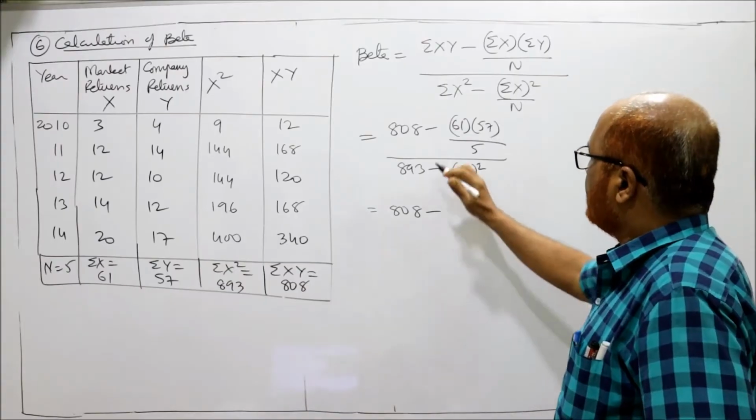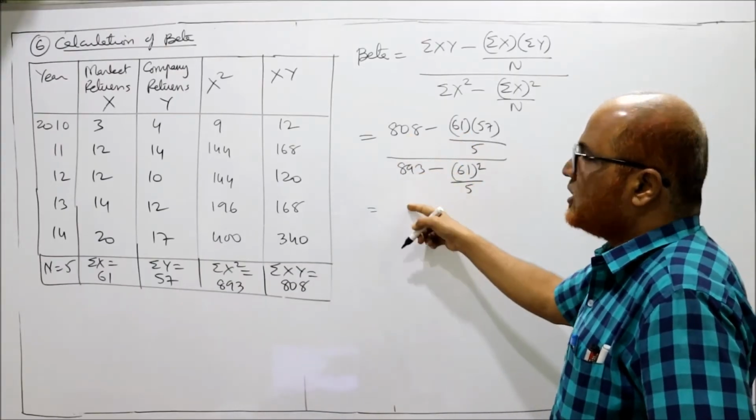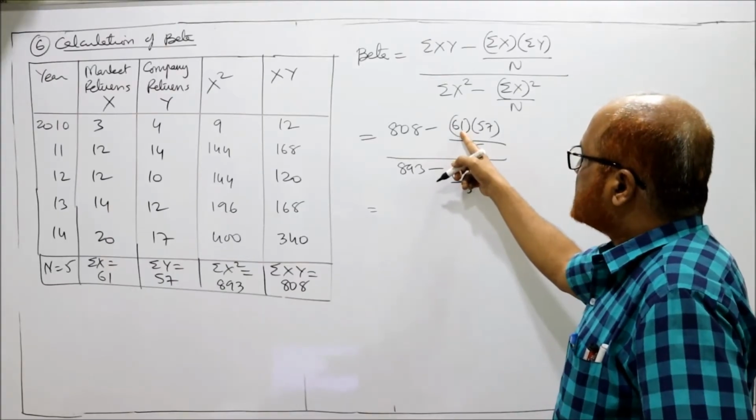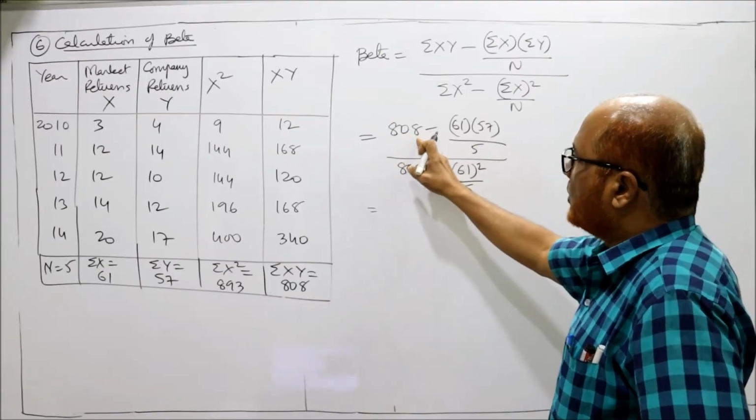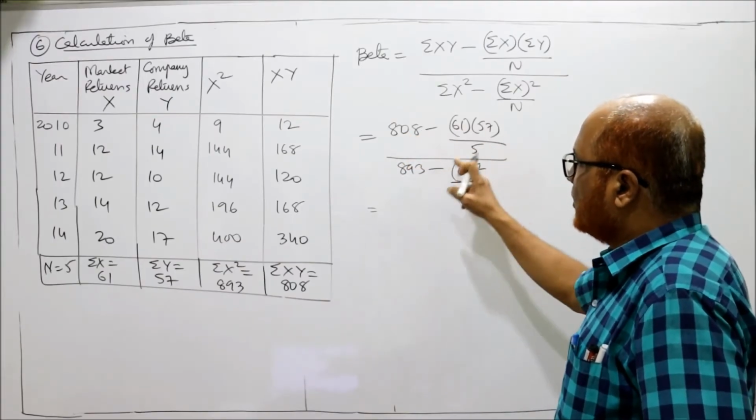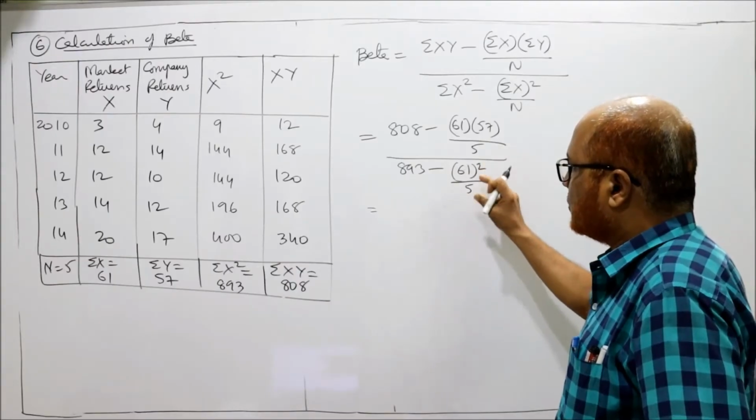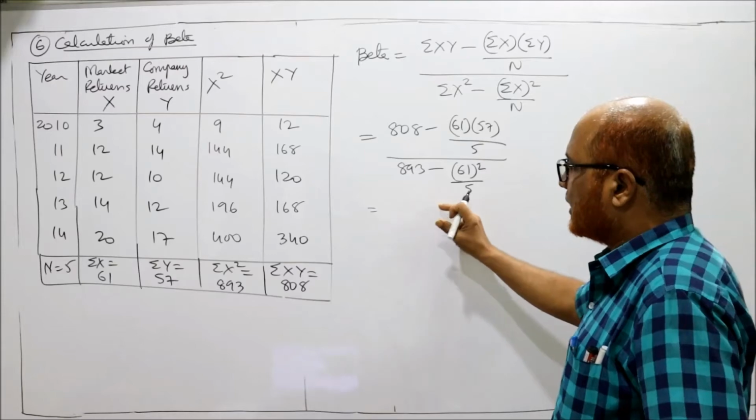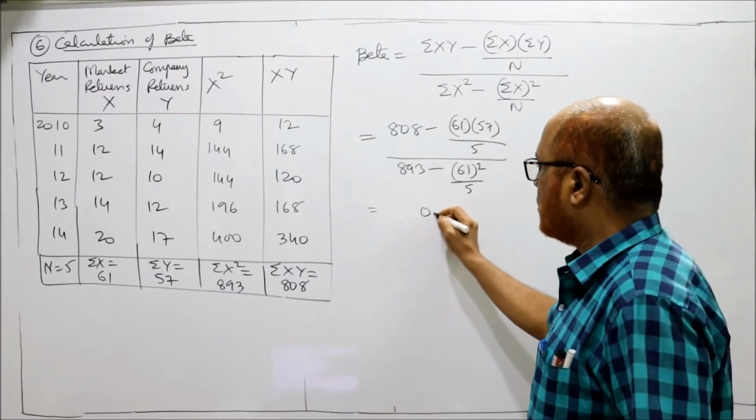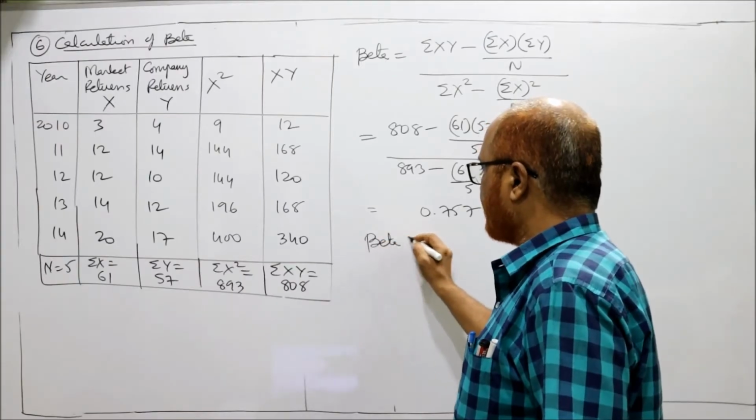808 minus, see here, what you have to do is 808 you will write down, multiply 61 into 57 divide by 5, you will get a figure. तो 808 minus that figure, न्यूमरेटर हो गया. उसी तरह 893 minus 61 को स्क्वायर कर दो, डिवाइड बाय 5 कर दो, you'll get a figure. माइनस कर दो 893 minus that figure, you will get ultimate answer, you will get 0.757.